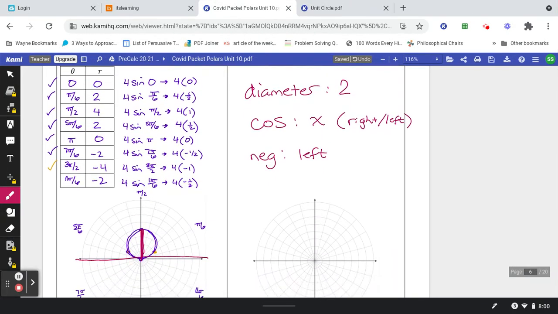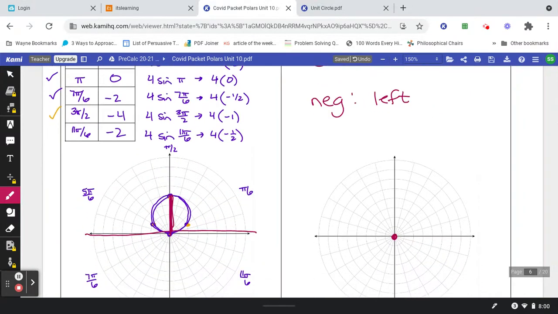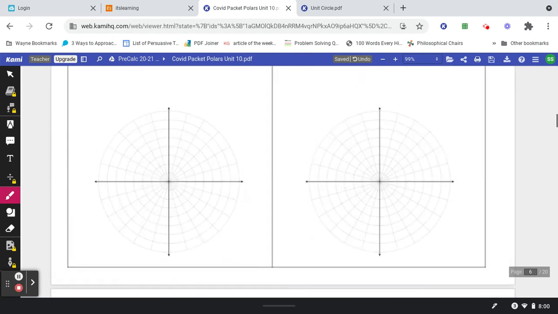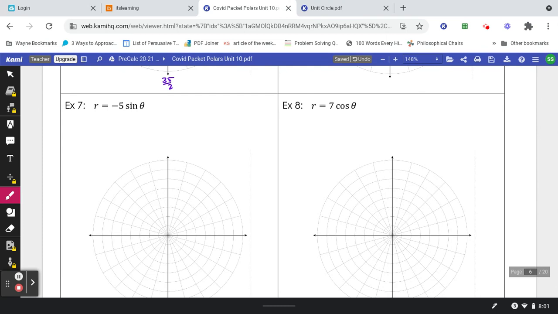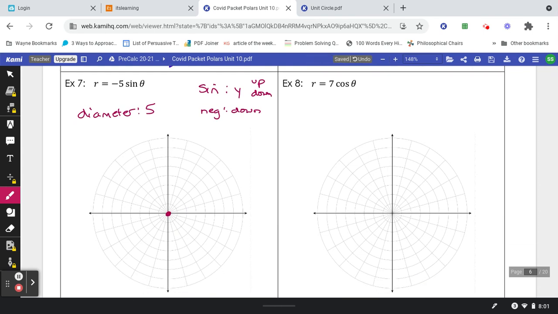Let's see if we can graph this. I always need a point at 0, 0, so we'll start right there. Then I need a diameter of 2, but it has to be on the x-axis and it has to go towards the left. So left 2, and then just make a little circle. Let's try that on the next one. Negative 5 sine. Sine is going to tell me that it's y, which means up or down, and because of the negative in front, it'll be down. It's going to have a diameter of 5. So we'll start in the center, 0, 0. On the y-axis, you're going to go down 5, 1, 2, 3, 4, and 5. And we'll need to make a circle.